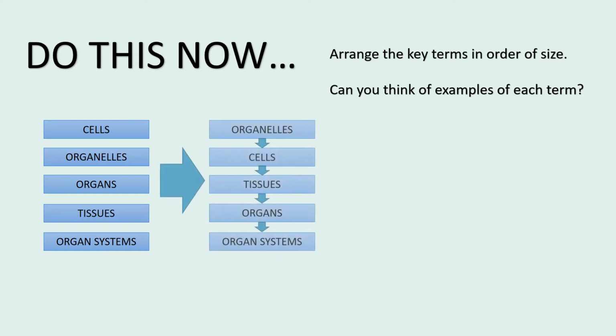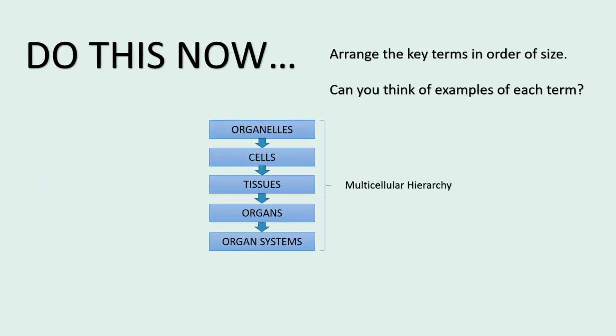Okay, so hopefully we got this answer. So organelles, they are the smallest, the subcellular structures that you find inside a cell, like the nucleus and the mitochondria and ribosomes. Next level up is the cell itself, so just a cell. We've looked at different types of cells, specialized cells, things like that.